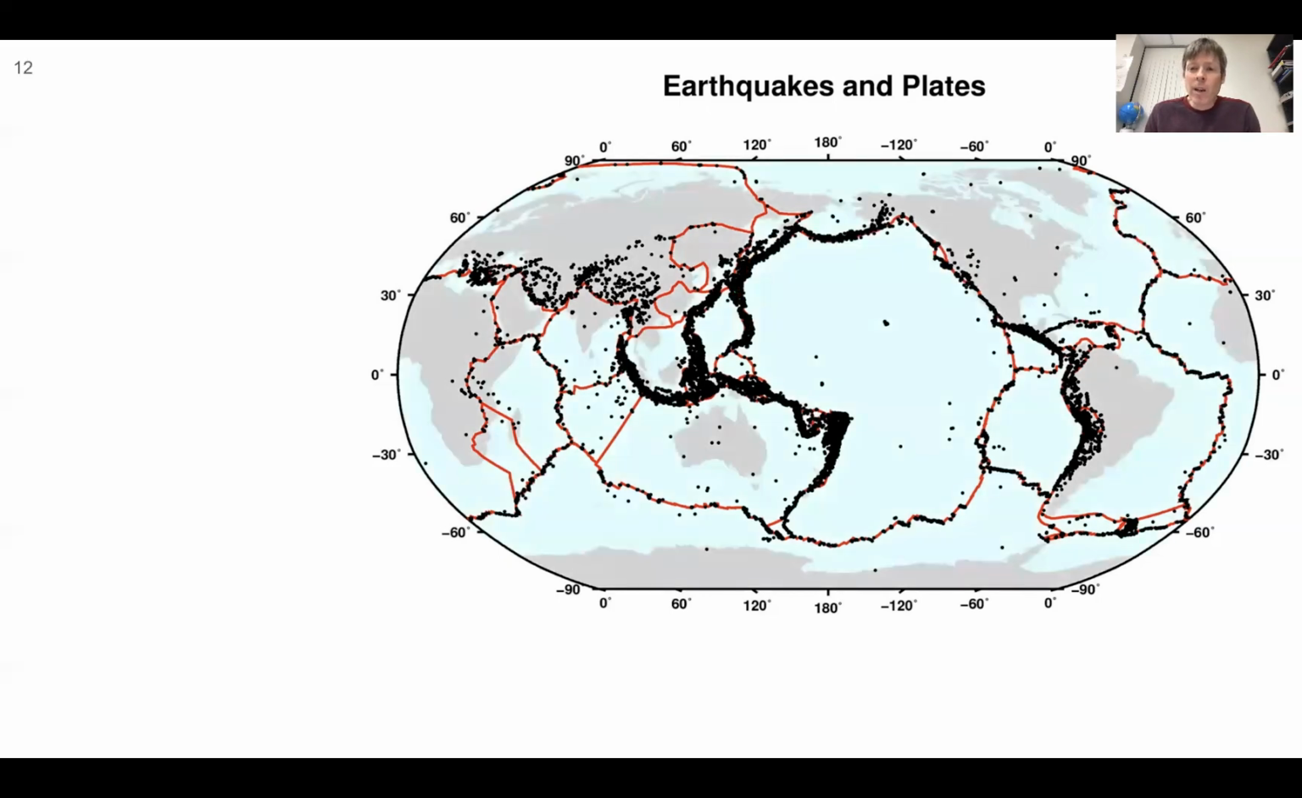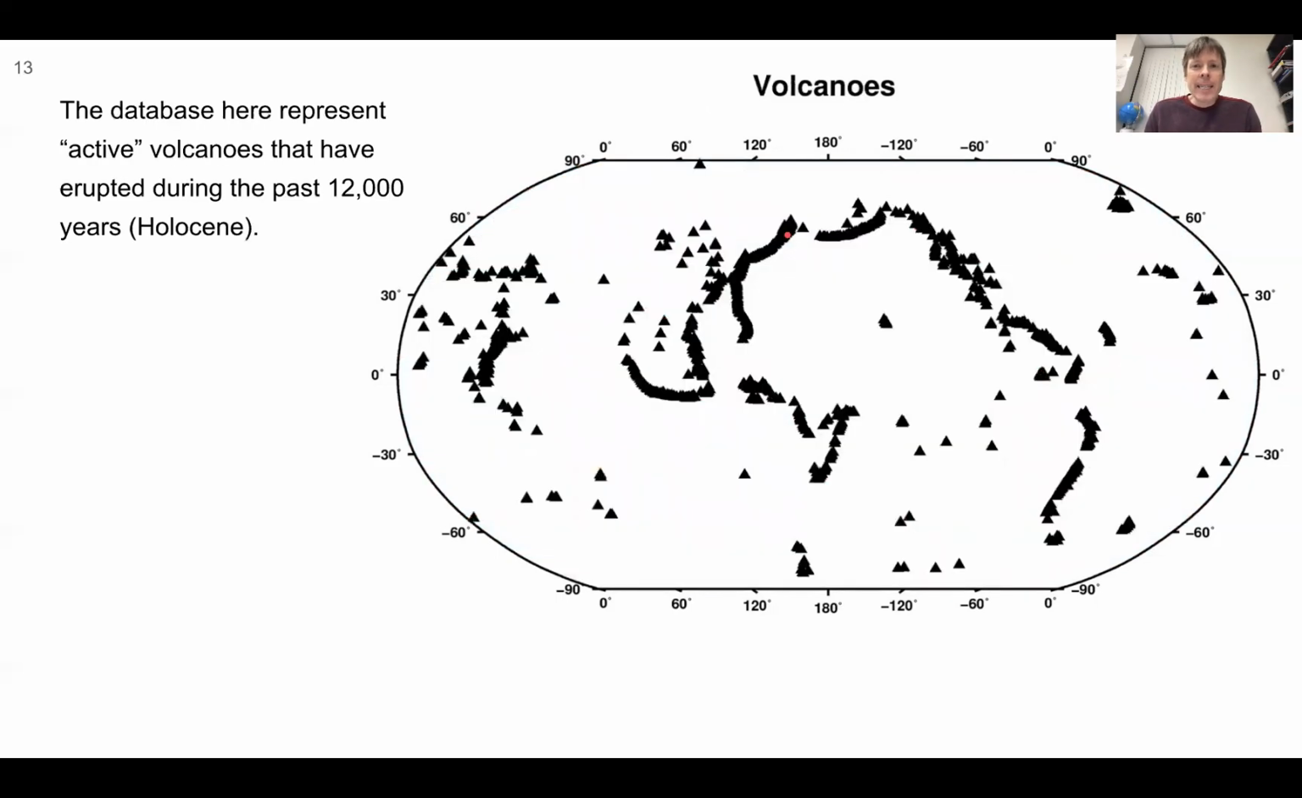Here we can throw on the continents to get a better idea. Here we are in Alaska. This is the Aleutian Alaska subduction zone. And on the Western Pacific, we can't even see the plate boundary, but it's underneath all those dots.